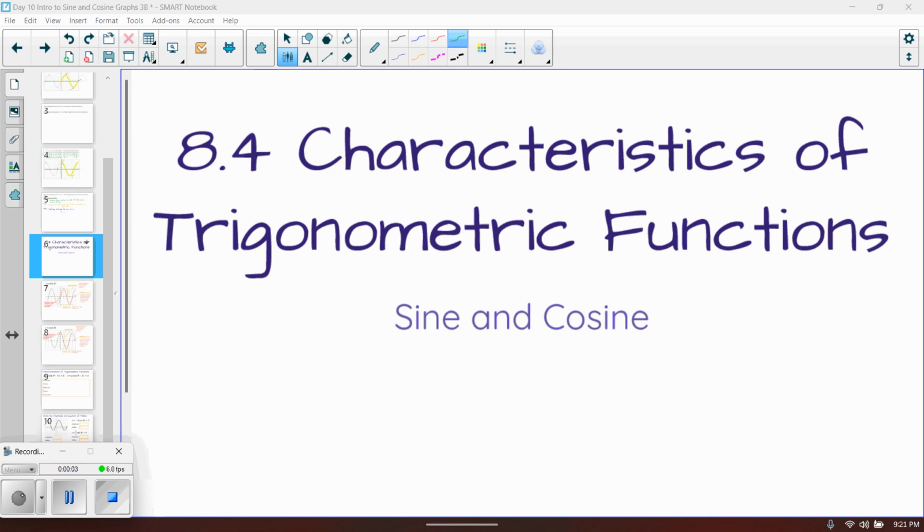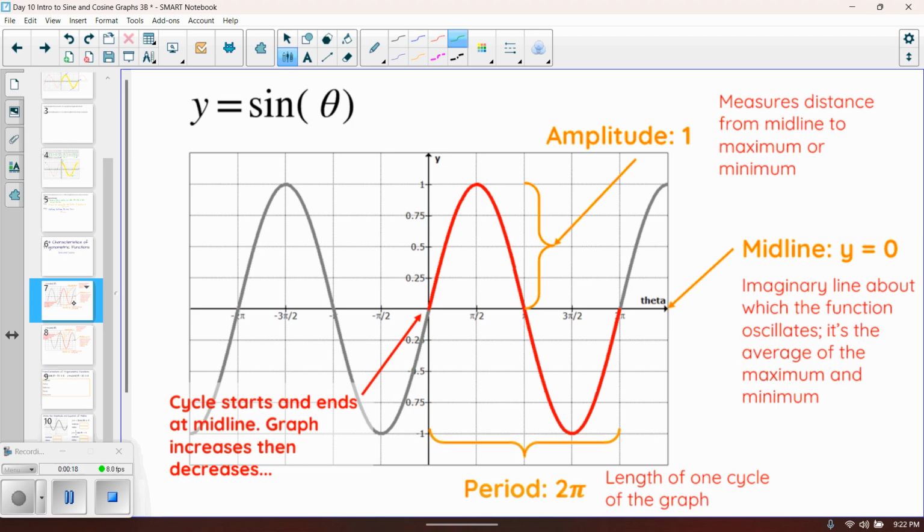All right, our third video is going to be the characteristics of trig functions, specifically our sine and cosine curves. The first couple of parts of this, there's not much for you to write. It's just more informational. We talked about this at the end of the last video, but it gives a nice little graphical representation here.